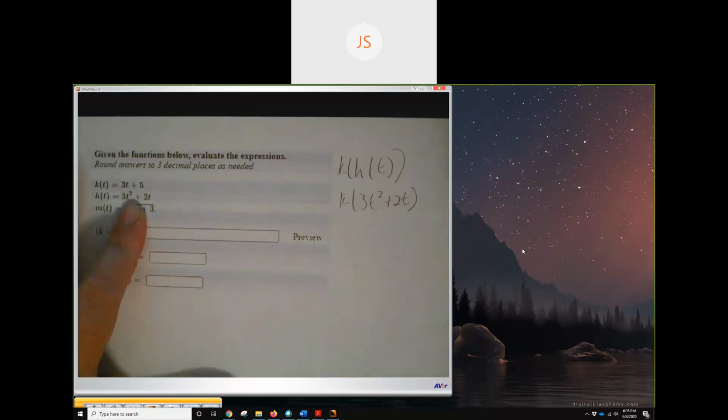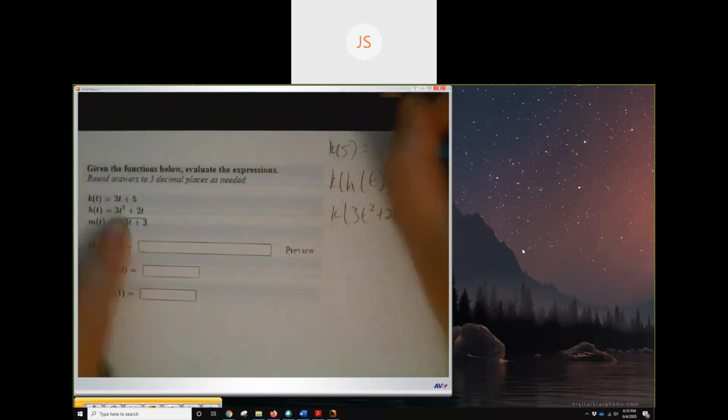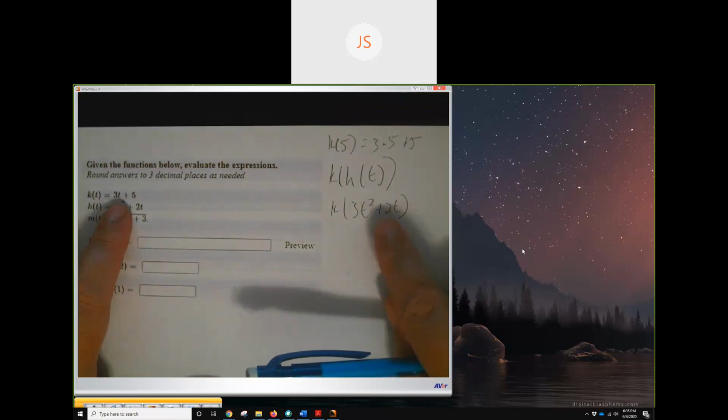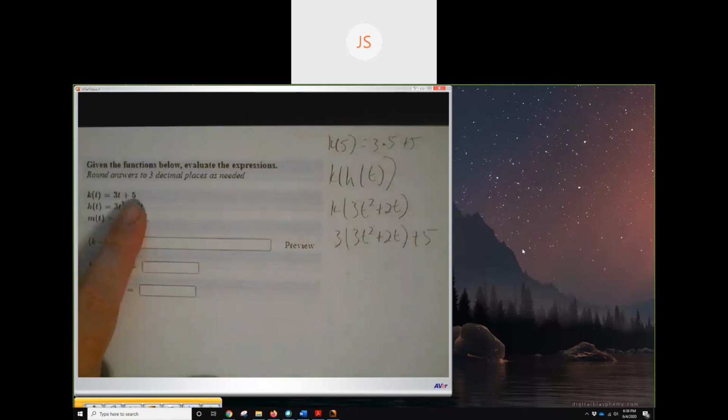So a quick reminder that if this had been k of 5, you would have said 3 times 5 plus 5, right? Well, when it's k of an expression, you still do the same thing. We're still going to take this t and replace it with the thing inside the parentheses. So that becomes 3 times, and instead of t, 3t squared plus 2t, and then still plus 5 at the end.